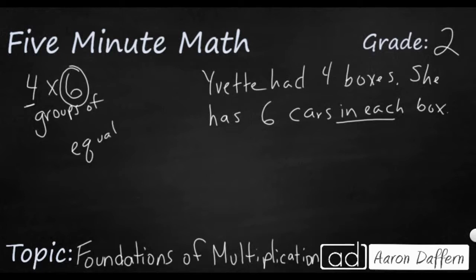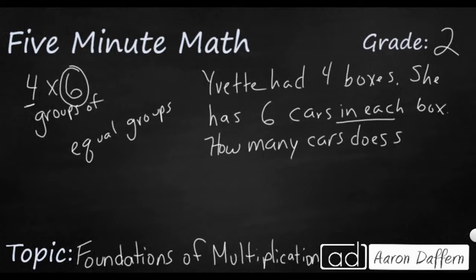Multiplication only works if you have equal groups. It doesn't work if she's got 8 cars in one box and 2 cars in another box. There needs to be equal groups, the same number in each group. So then we can ask, how many cars does she have? And that's a very simple problem.